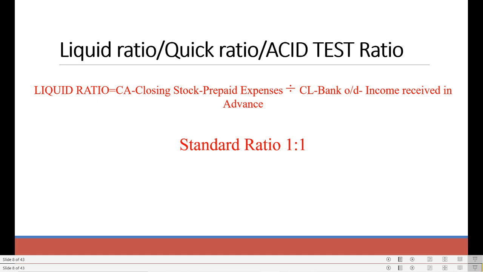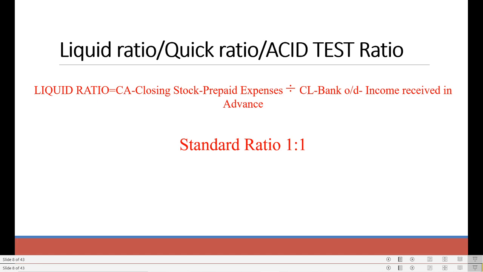Let me tell you quickly why they are termed non-quick assets. Closing stock is the stock which is lying at my godown. I may be in a position to sell it, but if there is no demand in the market, I won't be forcefully selling it out. So it cannot be easily convertible into cash. And prepaid expenses means you have paid in advance to somebody. As you have paid in advance, you cannot get it back easily. So again, it is not easily convertible into cash. So these two are non-quick assets, and I am deducting them from current assets so that I automatically get quick assets.